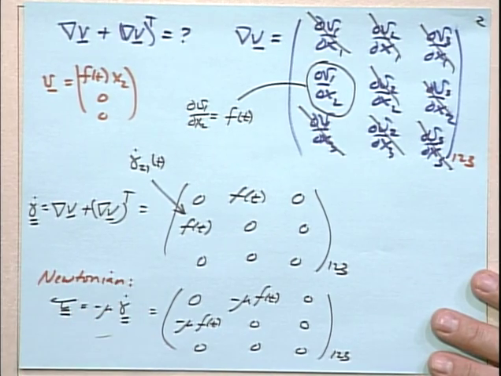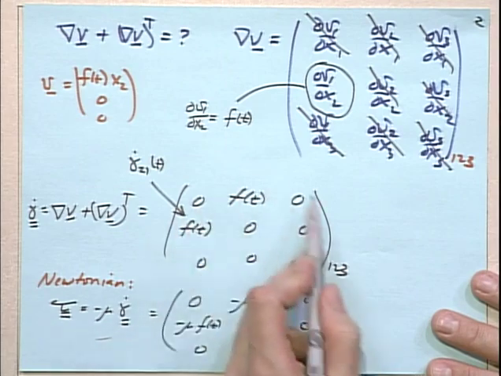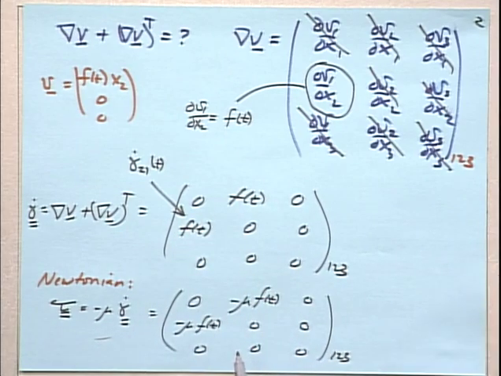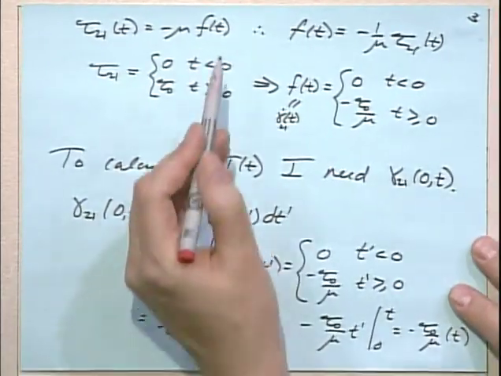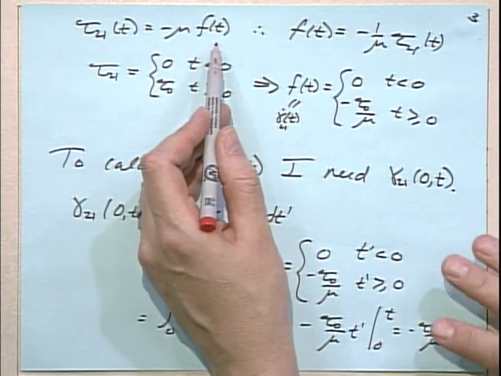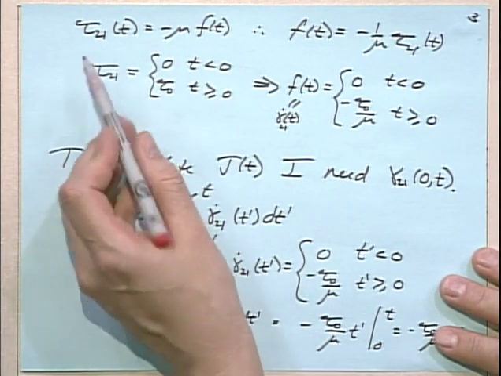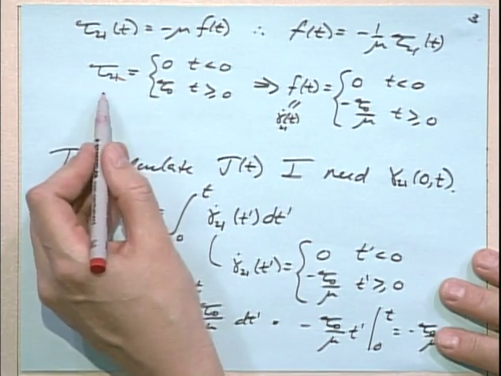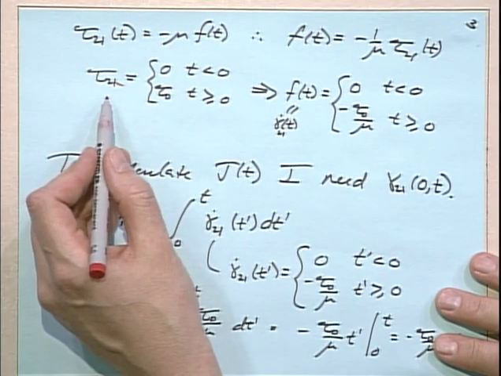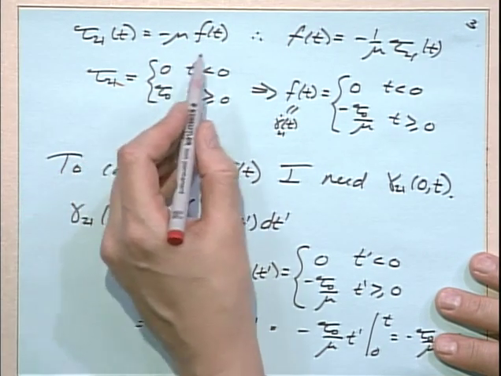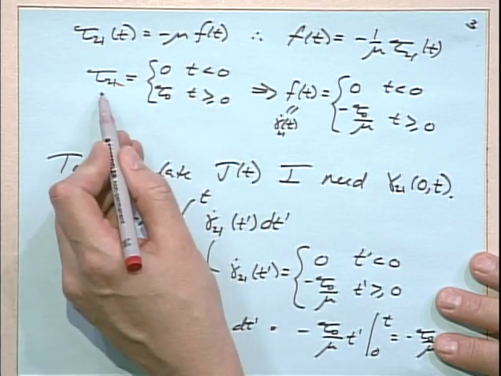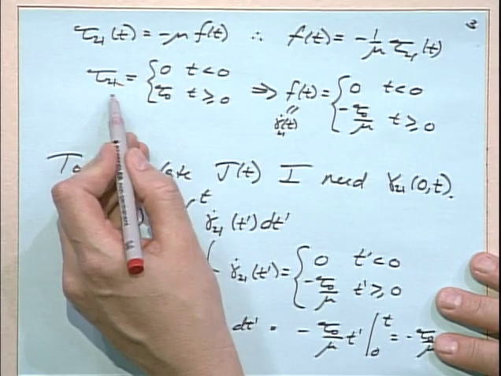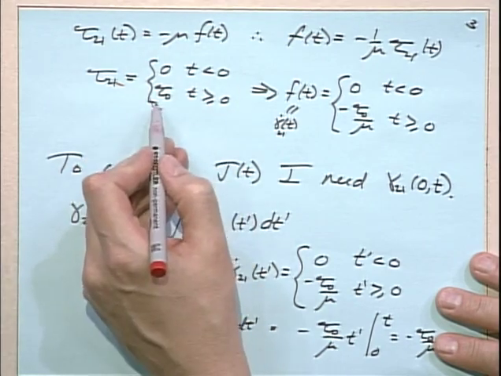Tau equals minus mu gamma dot. So there's gamma dot multiplied by minus mu. I get the stress tensor. And the 2, 1 component of that stress tensor is minus mu f. So the 2, 1 component is what was specified in the shear creep compliance material function. This is what f must be. It must be whatever it needs to be to make this 2, 1 component be what we impose.